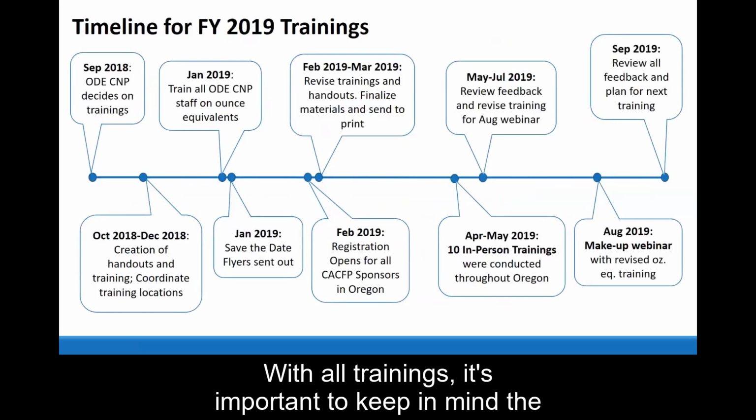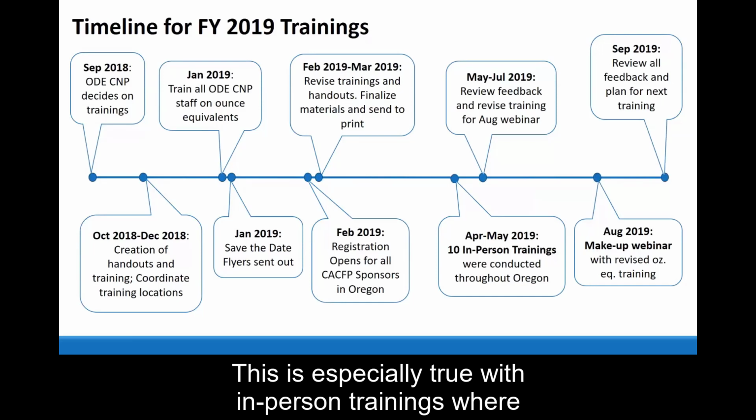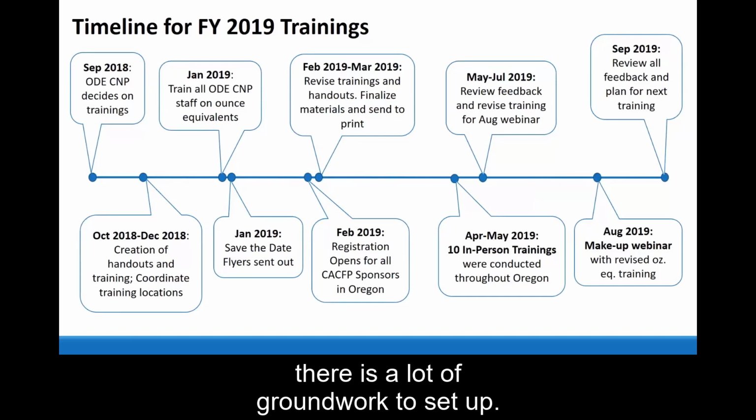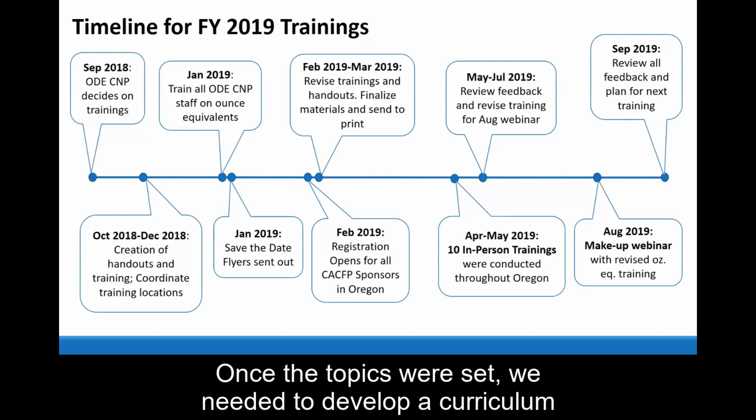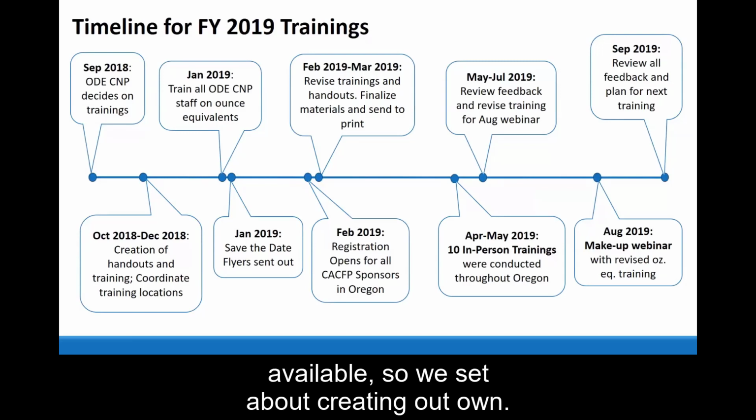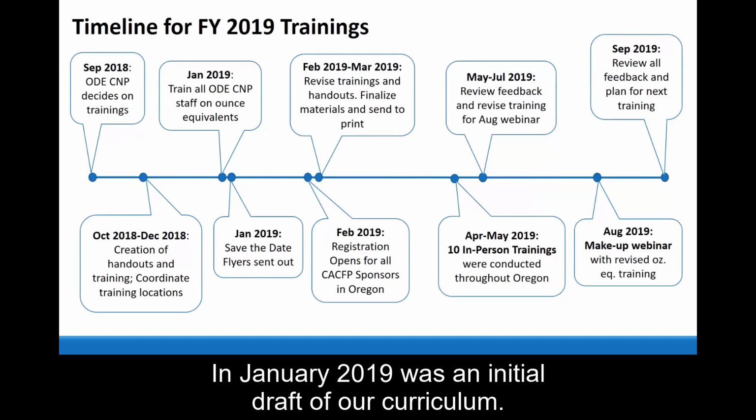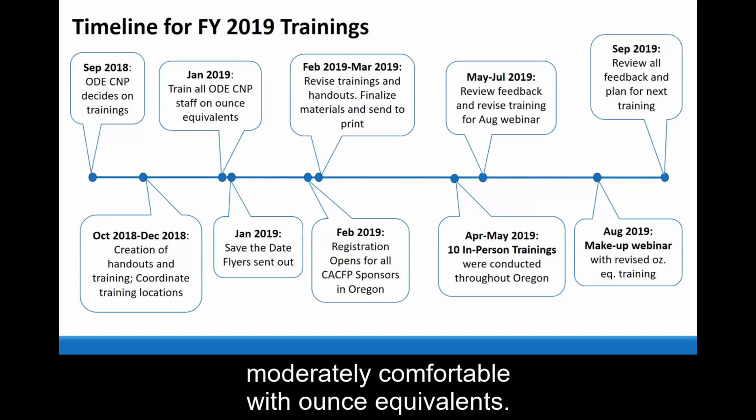With all trainings, it's important to keep in mind the amount of time you need to roll out the training effectively. This is especially true with in-person trainings where there is a lot of groundwork to set up. The first step was to decide on the topics for training. Once the topics were set, we needed to develop a curriculum and create handouts. At the time, no ounce equivalence handouts were available, so we set about creating our own. In January 2019, with an initial draft of our curriculum, we trained all of our staff, bringing them up to at least moderately comfortable with ounce equivalents.